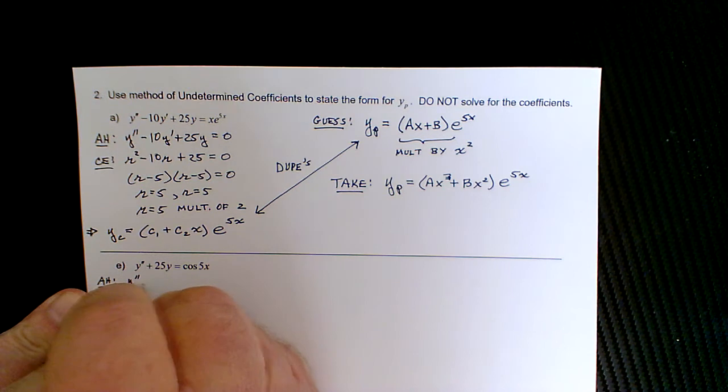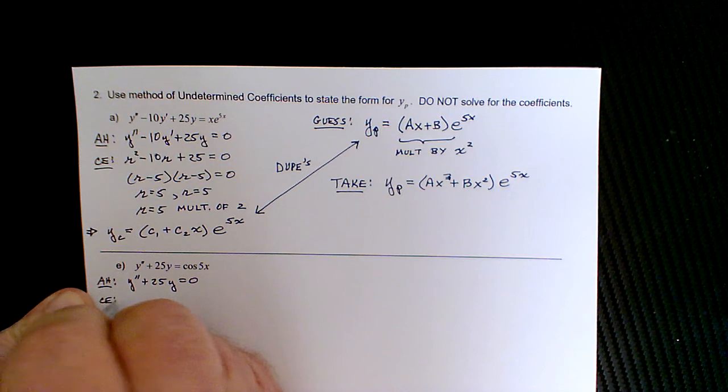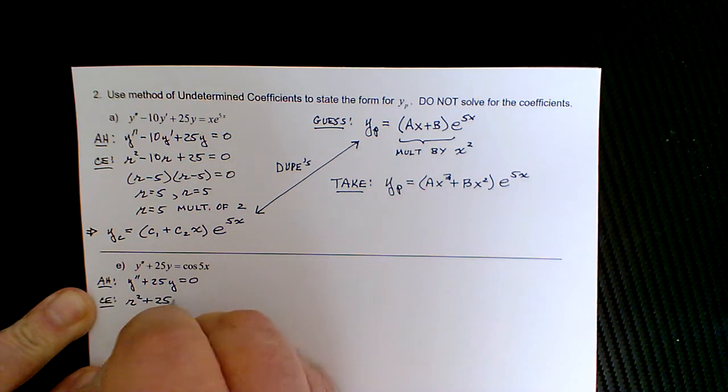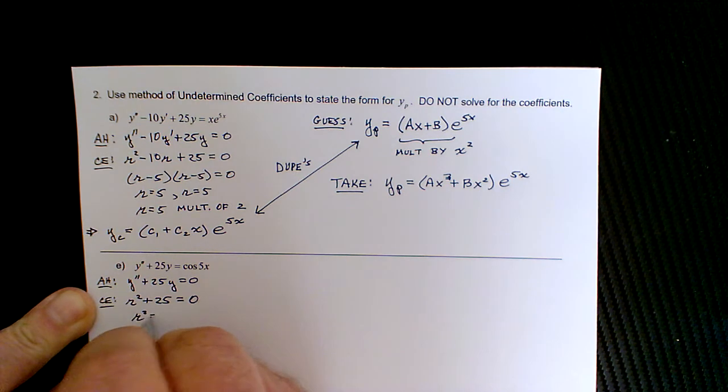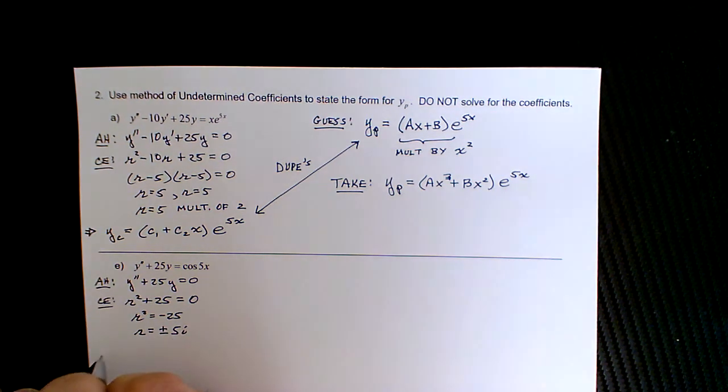You could actually skip this step and go right to the characteristic equation if you like, but I'll be formal. So we got r squared plus 25 is 0. I'll choose to isolate the r squared. Square root gives us plus or minus 5i. Okay, so complex conjugate roots, recall the form then for y sub c.